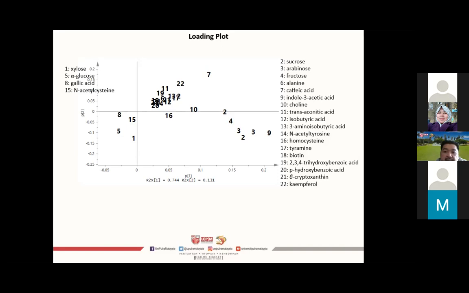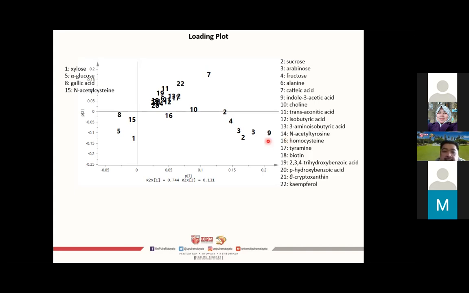Phenolics such as kaempferol, 2,3,4-hydroxybenzoic acid, para-hydroxybenzoic acid, and caffeic acid levels were more prominent in G. boninense infected leaf. These metabolites were produced by plants to help in cell wall lignification, antimicrobial activity, modulation of plant hormones involved in defense signaling pathway, and scavenging of reactive oxygen species.